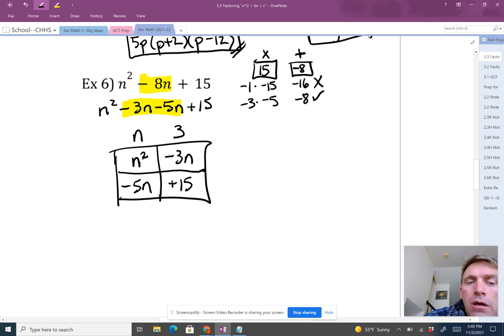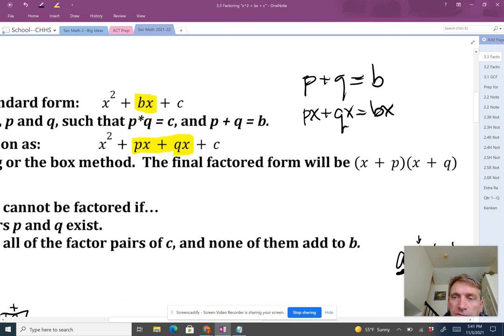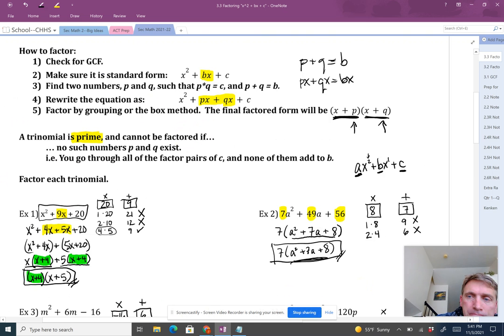n squared and minus 3n, they have an n in common. And minus 5n and 15, they have a 5 in common. So now I need to think about where I put the signs so that I can get those negatives that we have in minus 3n and minus 5n. And you'll recall at the beginning when we talked about your final factored form will be x plus p and x plus q, once you've found the numbers p and q, that gives us a hint as to what our final form is going to look like.